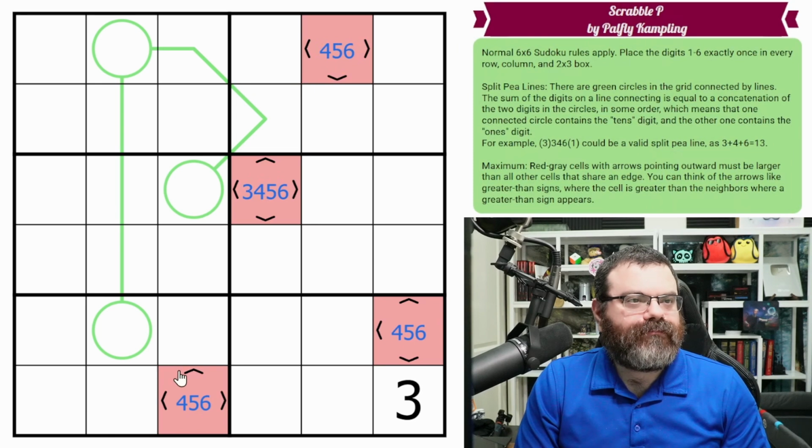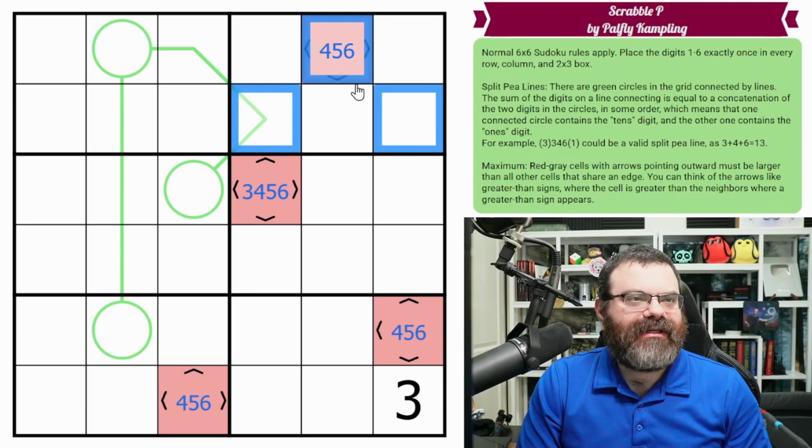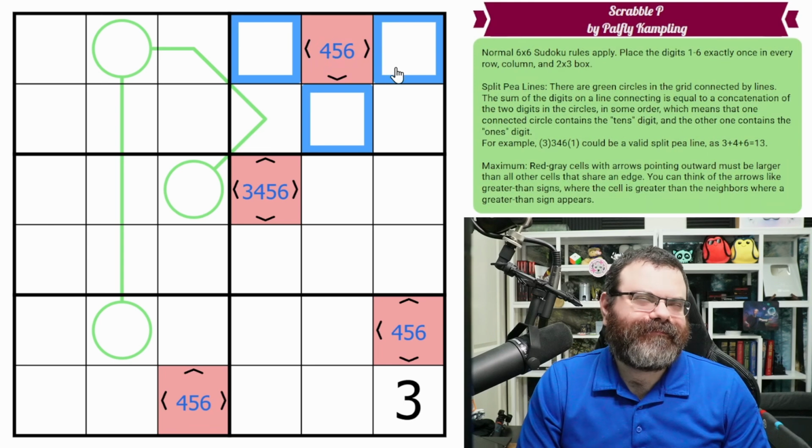All right. 6 in this box is also one of these. We should keep that in mind, maybe. Because we can't put a 6 in any of these cells.